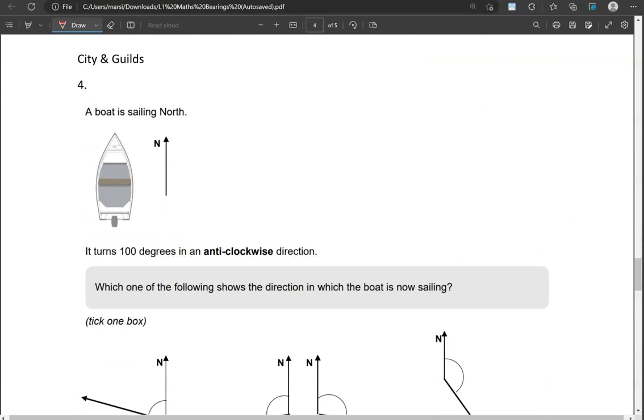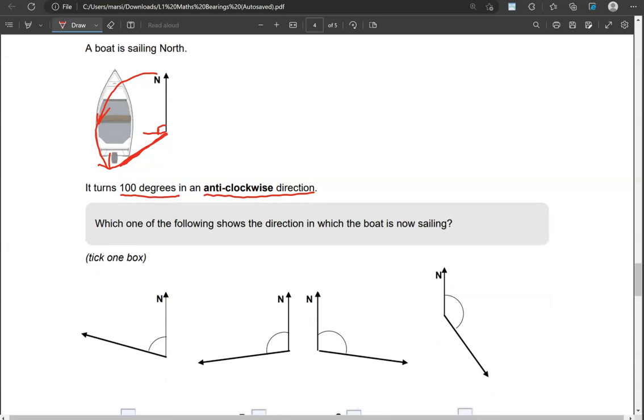A boat is sailing north. It turns 100 degrees in an anti-clockwise direction. Which one of the following shows the direction in which the boat is now sailing? So it turns 100 degrees in an anti-clockwise direction. So this is anti-clockwise direction. 90 degrees is going to be here, right angle. 100 is a bit more than that. So we're looking for something like that.